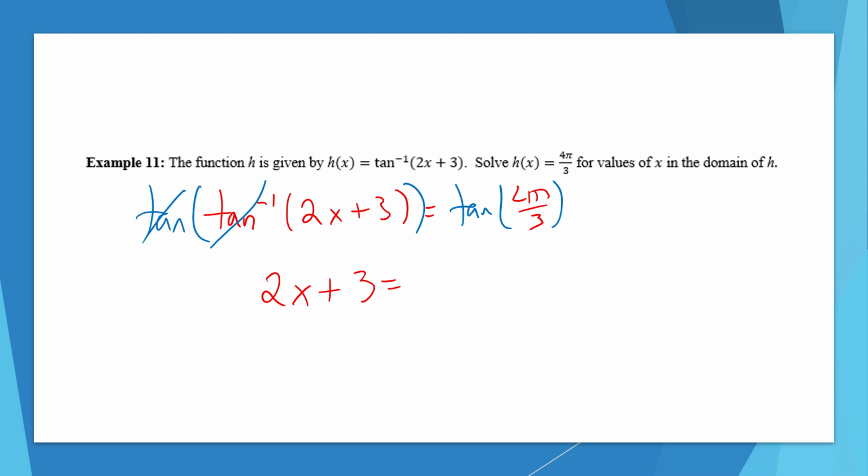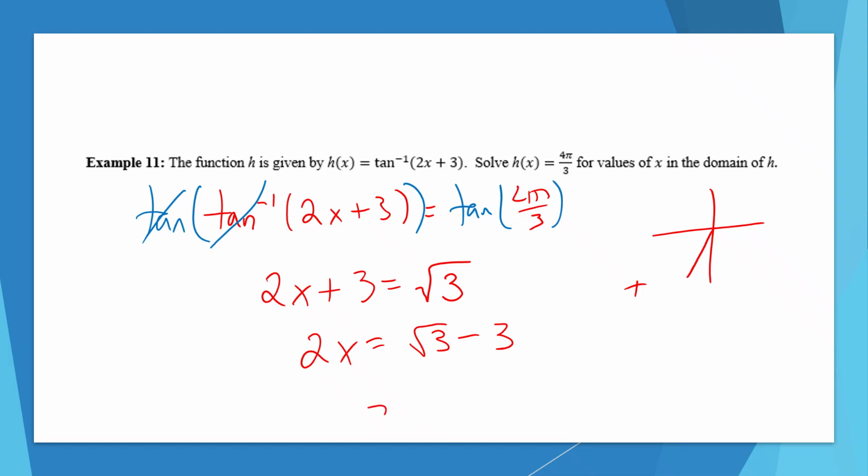Tangent of 4 pi over 3 is, from the unit circle, going to be this angle right here, where tangent I know is positive, at a 60-degree reference angle, so that should just be root 3. Solving this, I'm going to subtract 3 from both sides, and then divide both sides by 2 to get x equals root 3 minus 3 all over 2. And you can leave your answer like that. That is our correct answer for example 11.